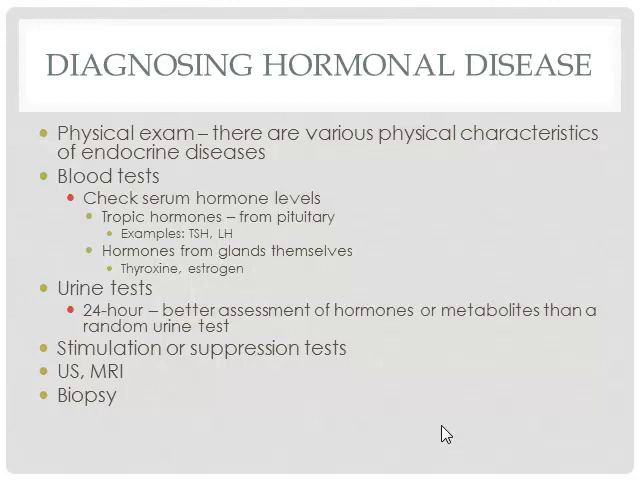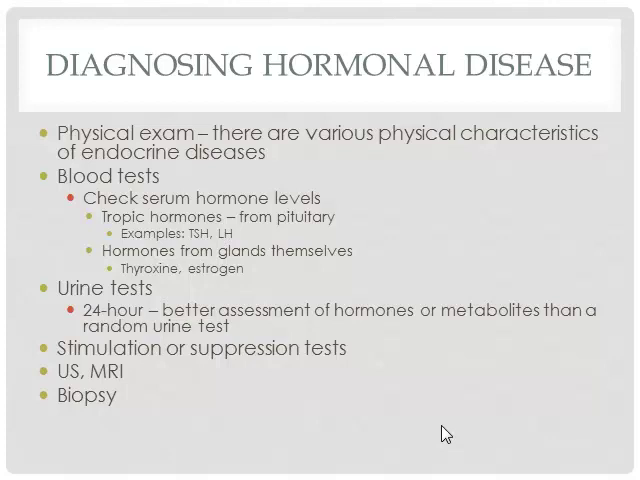Other things we're not doing directly, and that would be blood tests, urine tests, stimulation or suppression tests, so increasing the amount of hormone available or decreasing the amount of hormone available, ultrasound, MRIs, and biopsies. For blood tests, they're usually looking at the hormone levels that are available.